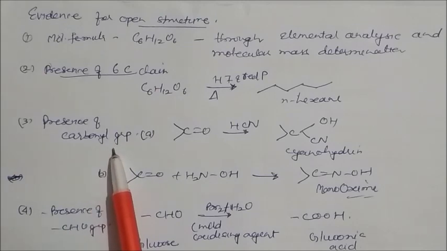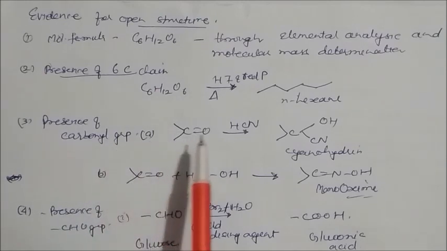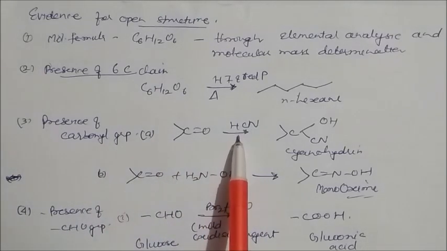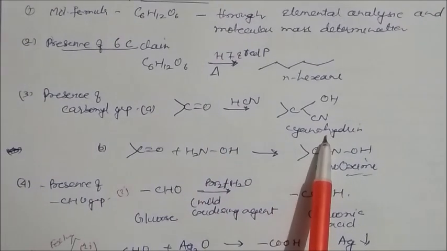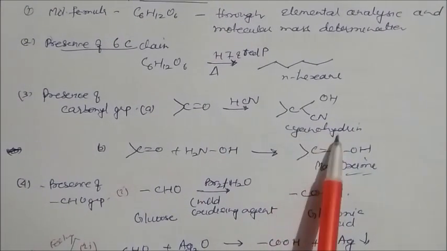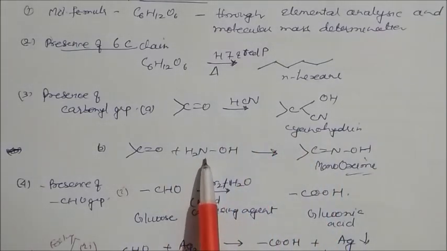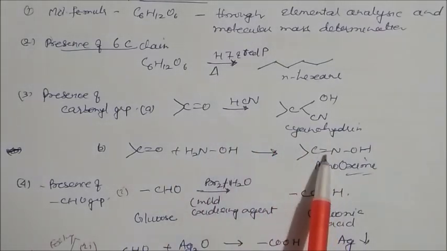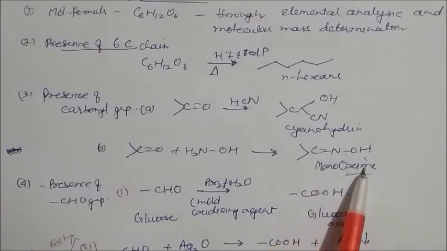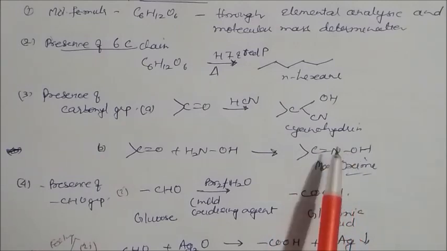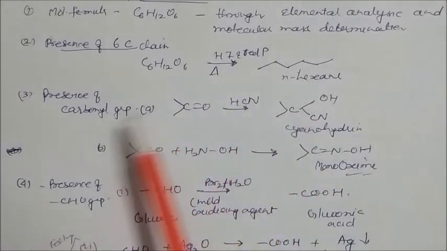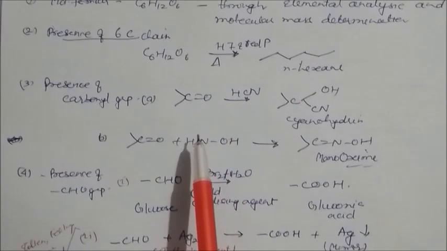Presence of a carbonyl group. How did they identify the carbonyl group? By reaction with HCN, hydrogen cyanide, which gives a cyanohydrin. Cyanohydrin formation is a property of carbonyl groups only. Again, reacting with hydroxylamine gives a monooxime, with NOH. Since it is a monooxime, this tells you that glucose contains one carbonyl group.